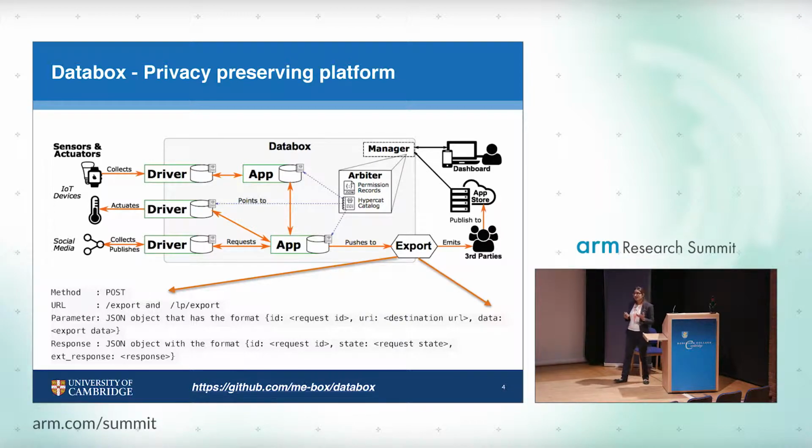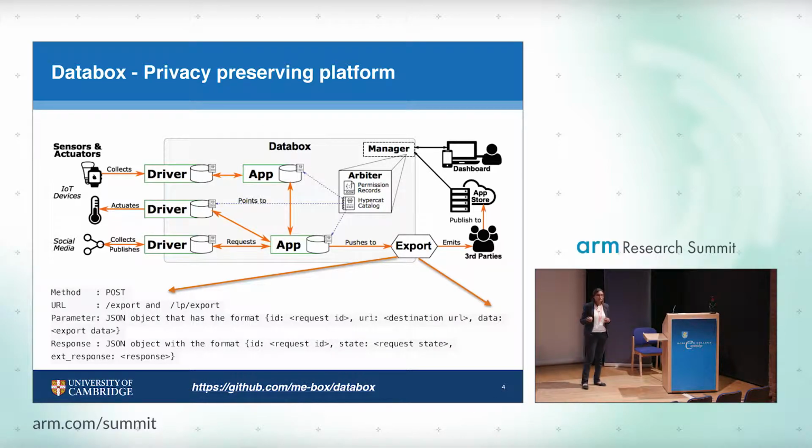So let's have a look at what is inside Databox. Databox is composed of a number of components. All components are running as individual Docker containers inside a Docker environment. We divide the components into two categories. One we call core components and the other are user components. The core components contain the container manager, arbiter, data stores, and export service, whereas user components are drivers and apps. The user components are provided by the users to use the information from the IoT devices or from other social media, and apps process that data which is captured from the smart environment by drivers and stored in data stores.